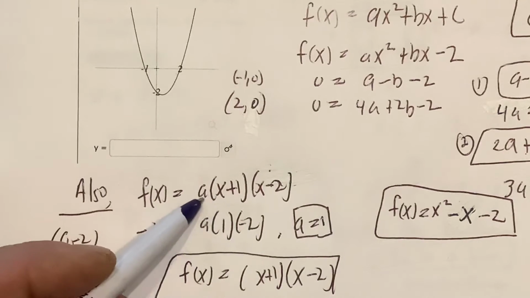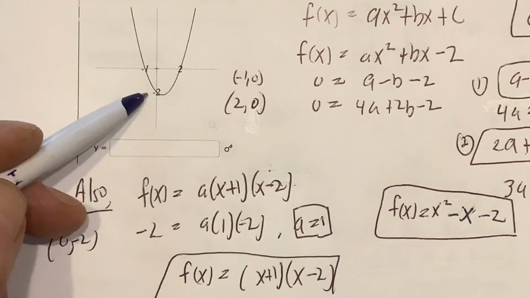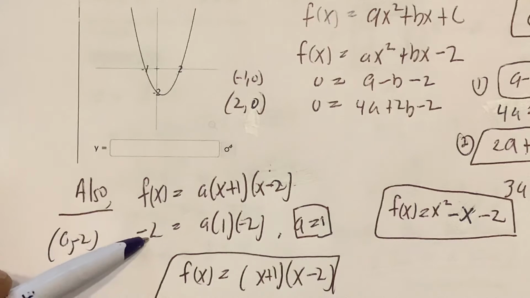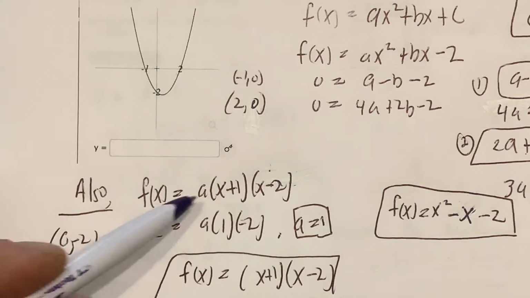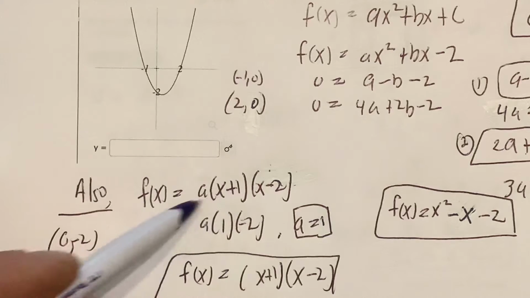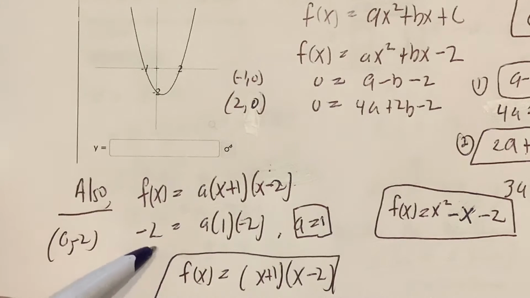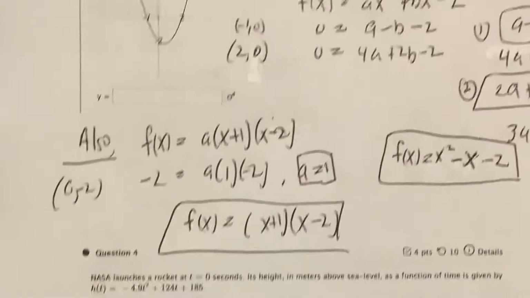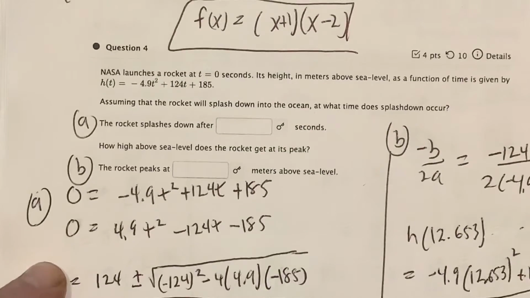Now, how do you know what a is? Well, if you plug in 0, -2, you see that when x is 0, y is -2. So you plug in 0 for x here and here, and you have -2a equals -2, so a is 1. So you get the same equation. This is just factored, so this is a lot faster. So people did okay on that one. That wasn't too bad. This one was kind of messy.